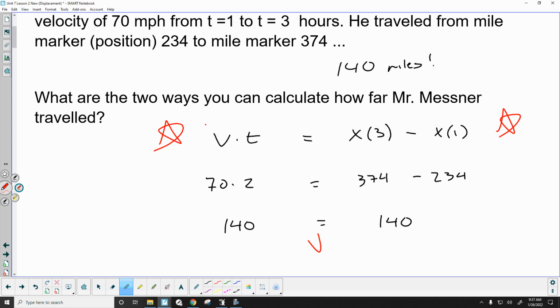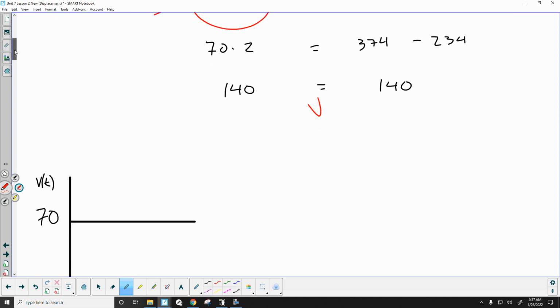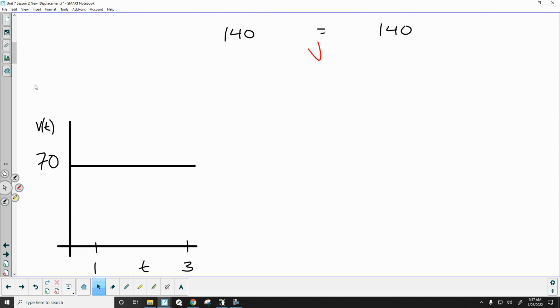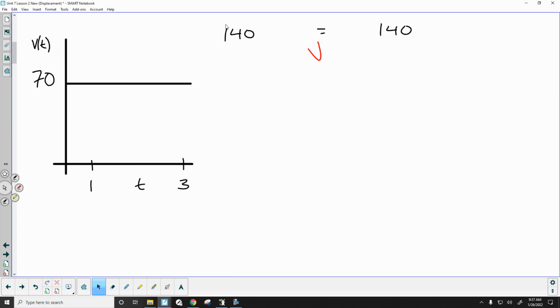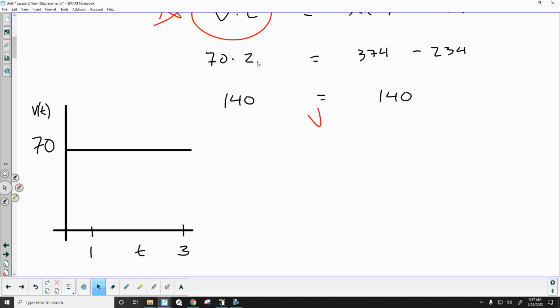Now we are going to focus our attention on the left side first, and how you can visualize this 140 coming from 70 times 2. If I give you the graph of velocity, what does 70 times 2 look like here? It's a tough question. You might not see it. But then I'm going to give you the answer, and you're like, all right, I got it.